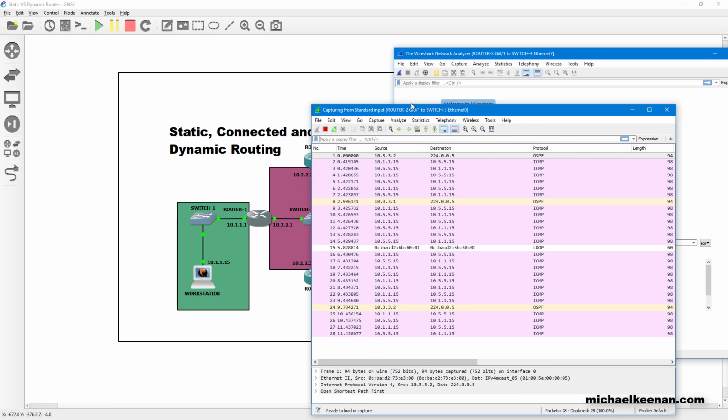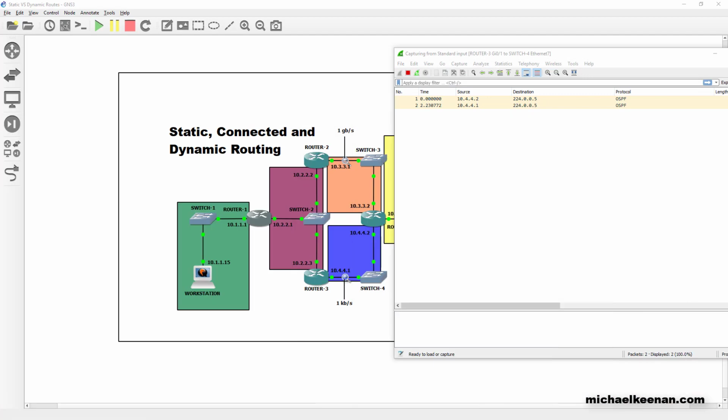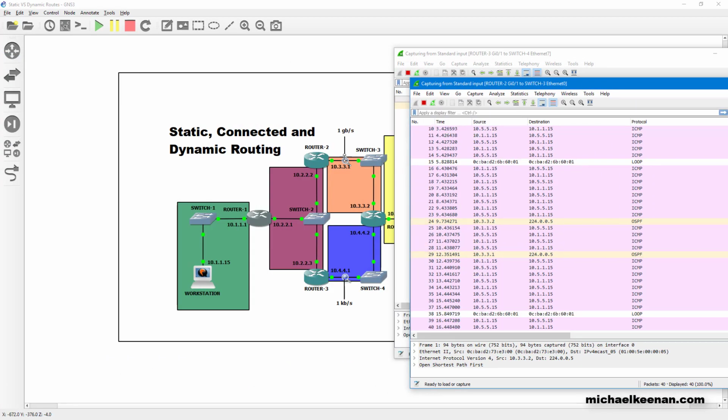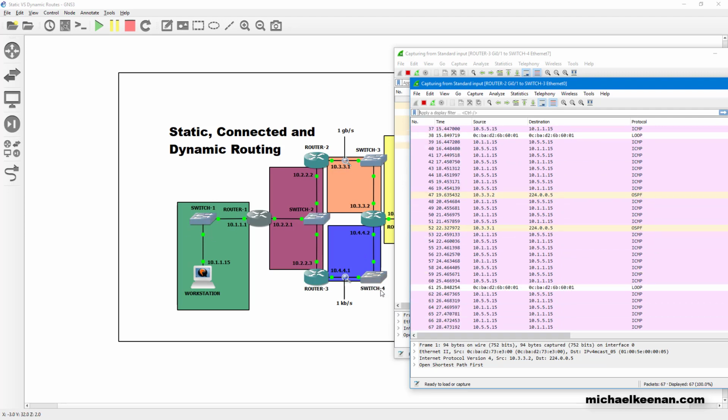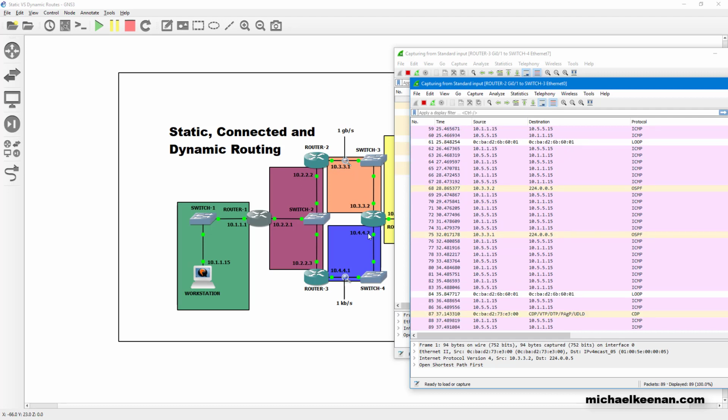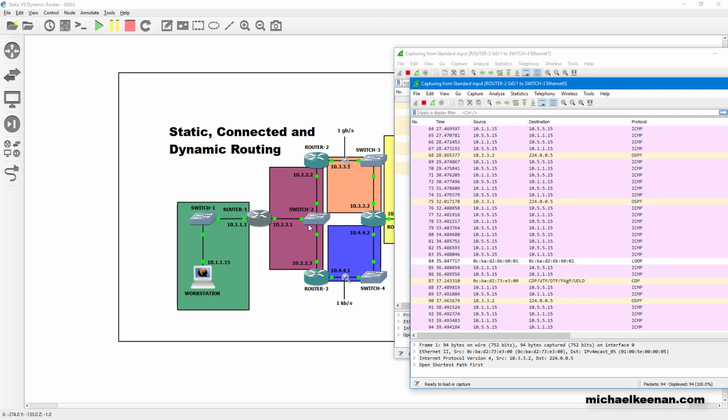Now again, this capture here is up here between router 2 and switch 3. And you can see the pings taking that route as opposed to this route. The reason for that is because down here it's a much slower speed, whereas up here it is a much faster speed. So the routers are able to talk to each other and negotiate which route is the fastest, and it's going to pick the one that's the fastest.